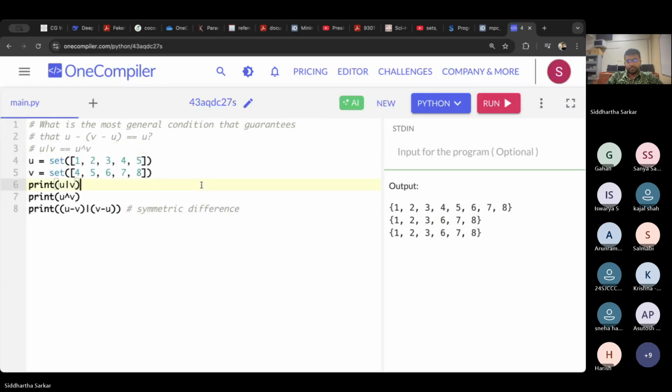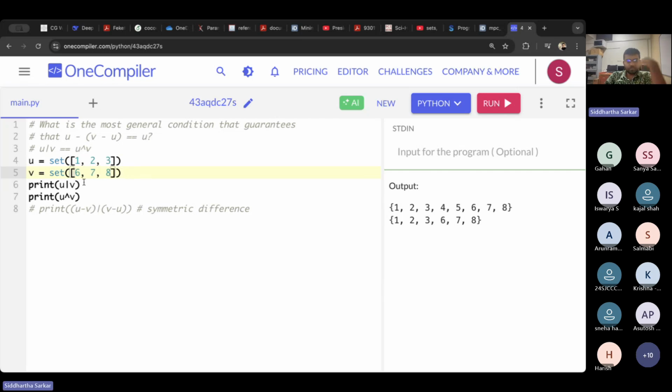So for example, in this case, forget the last line which I have written for understanding. U or V is something, run it again. U and V is the entire set, U union V. U caret V is only the unequal parts. So if I remove 4, 5 from both the sets, so that the set U and set V become disjoint, then I run again. So U union V is identical to U symmetric difference V.